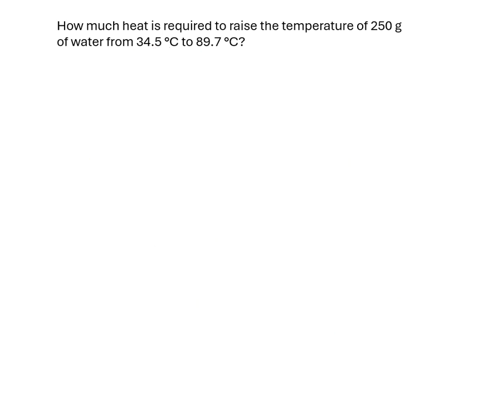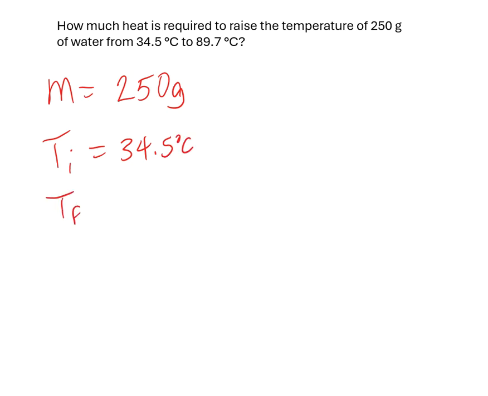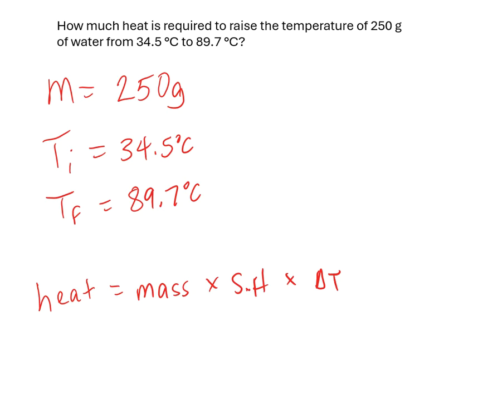And so if we take this problem and actually work it into the equation, the problem gave us the mass, which was 250 grams. We had our initial temperature, which was 34.5 degrees Celsius. We had our final temperature, which was 89.7 degrees Celsius. So again, our equation is heat is equal to mass times the specific heat times the change in temperature. So we have our mass, which was 250 grams.